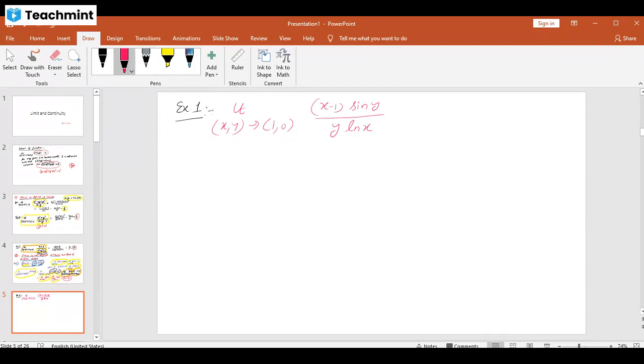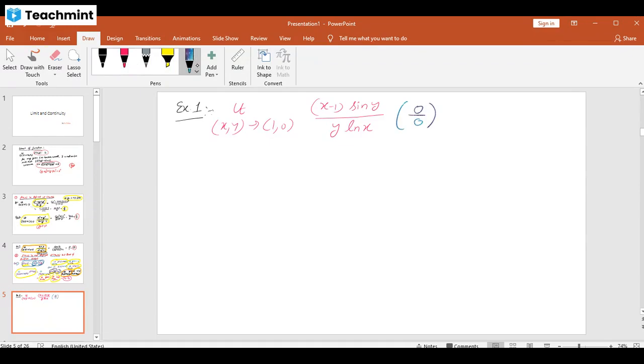Because if your denominator tends to 0 and your numerator is non-zero, in that case, the limit of the function does not exist. But here we find that if I put x equal to 1 in the numerator, then 1 minus 1 is also 0. So basically it is 0 by 0 form.